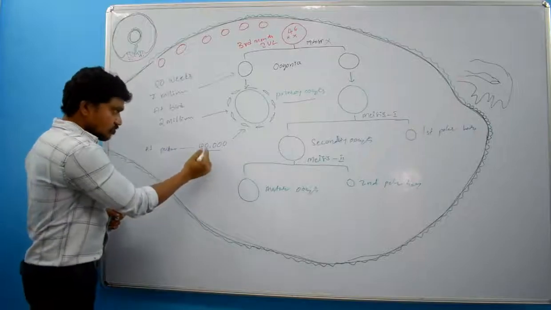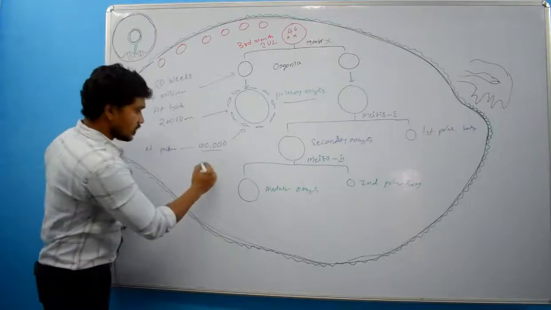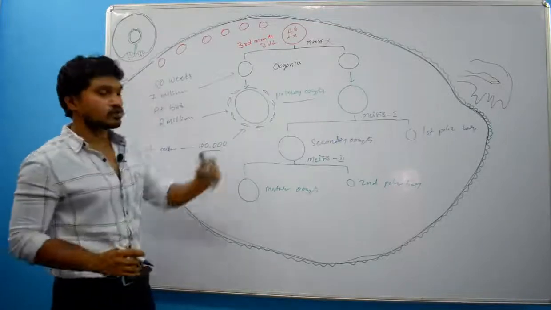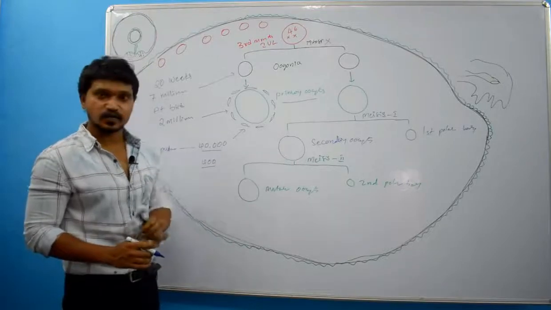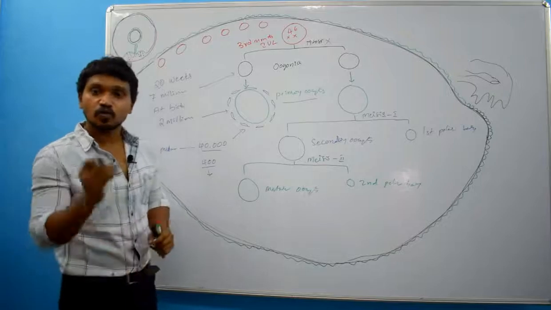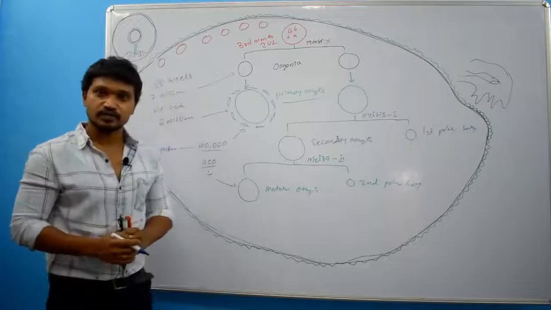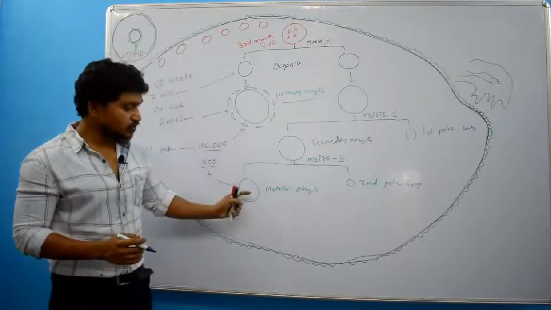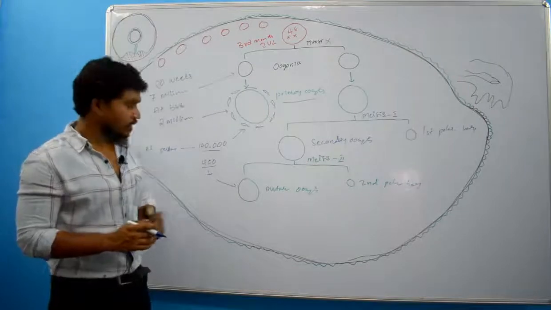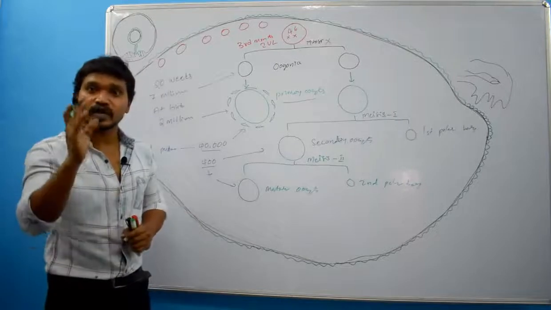Of these 40,000 primary oocytes, only 400 primary oocytes become secondary oocytes. Within these 400, only very few become a mature oocyte. That means a mature oocyte will form only after fertilization. Clear? And secondary oocytes will form only at the time of ovulation.